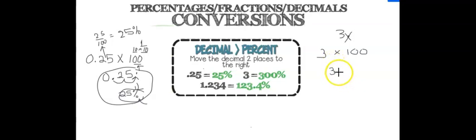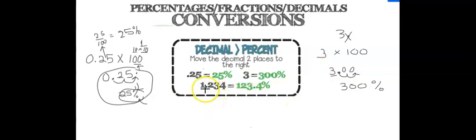So when we need to move a decimal on a whole number, we stick it to the right of the ones place. The 3 is in the ones place. And then we go swoop, swoop, 2 places to the right, and we fill our holes with zeros, and 3 is 300%. We stick that percent sign on.